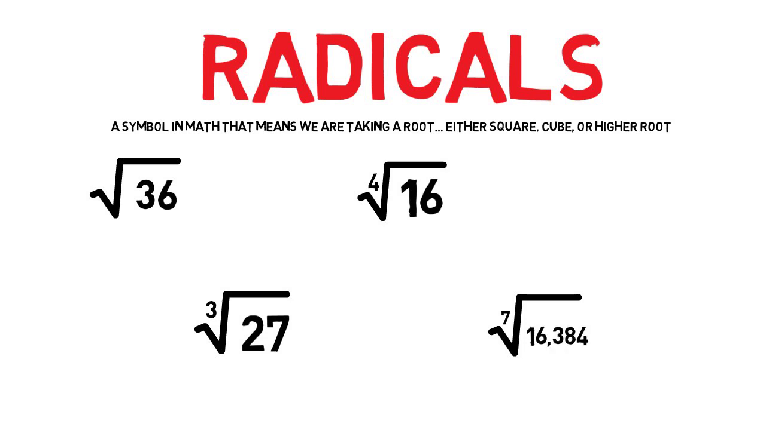So notice how each of these has a little number outside of the radical, except for our square root. We don't put a 2 outside of a square root because we use square roots so often that when there's no number there, we just know to assume that it's a square root.